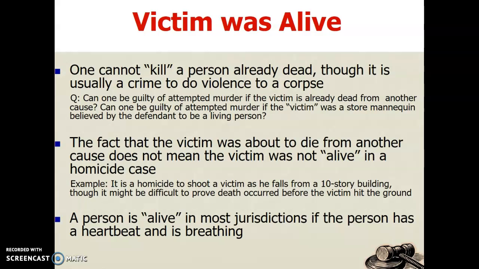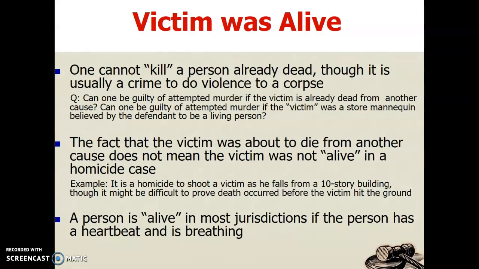So one cannot kill a person that was already dead, although it usually is a crime to do violence to a corpse, as I was talking about, jumping ahead of myself, just like I would in our normal classroom setting. The fact that a victim was about to die from another cause does not mean the victim was not alive in a homicide. So this is an example. It is a homicide to shoot a victim and he falls from a 10-story building, though it might be difficult to prove the death occurred before the victim hit the ground. So what they're saying is you've shot him. It's going to be hard to prove that that shot was fatal before that person hit the ground.